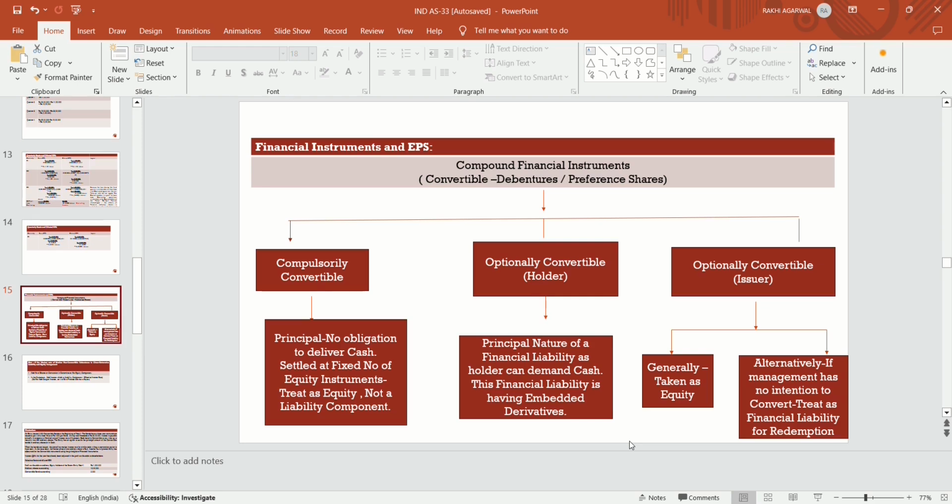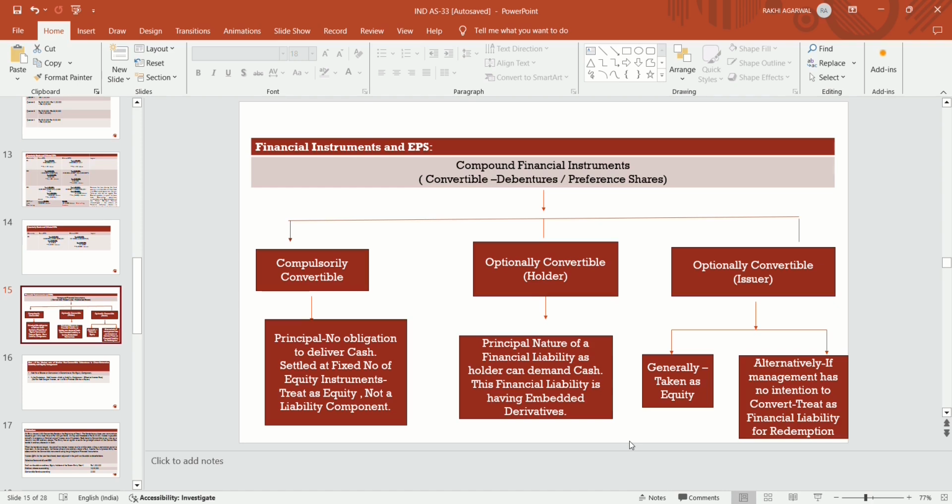Compound financial instrument means convertible debentures or preference shares. They have an option to convert debentures and preference shares into shares. Compulsorily convertible means there is no obligation to deliver cash. In that case, it is compulsorily convertible into shares, and there is no option to deliver the payment in cash. It has to be settled at a fixed number of equity instruments. Treat it as equity, not as a liability component. So compulsorily convertibles are an equity component. They don't have a liability component because there is no obligation to deliver cash.